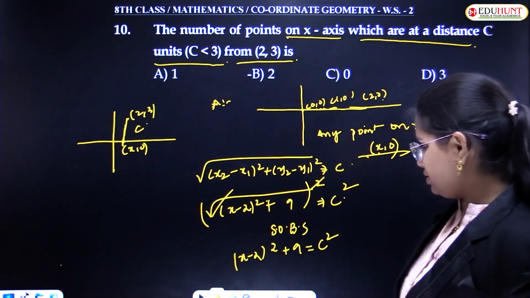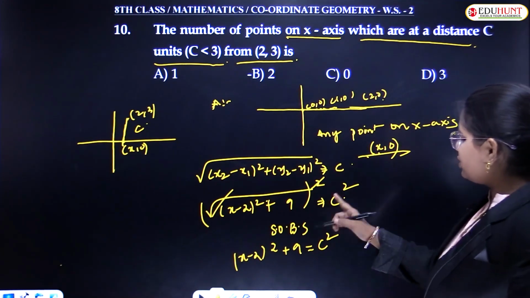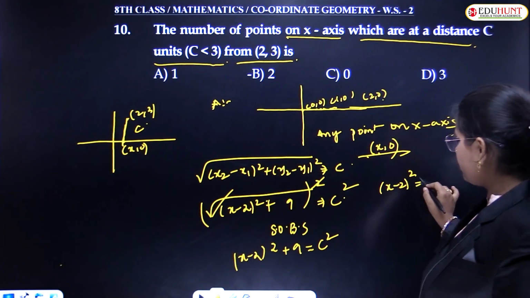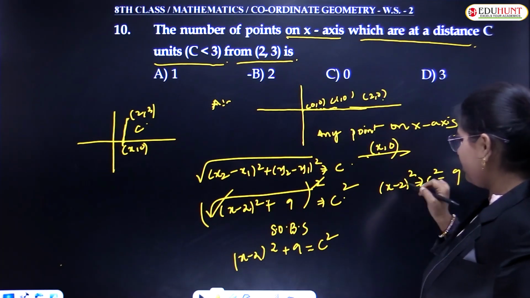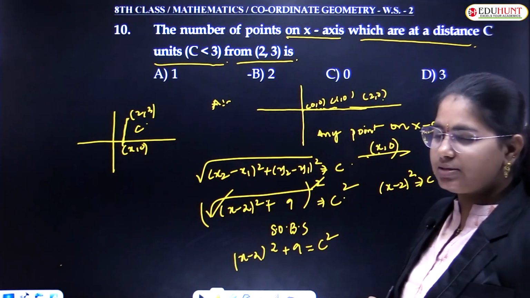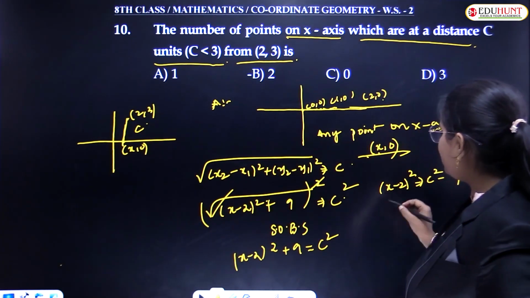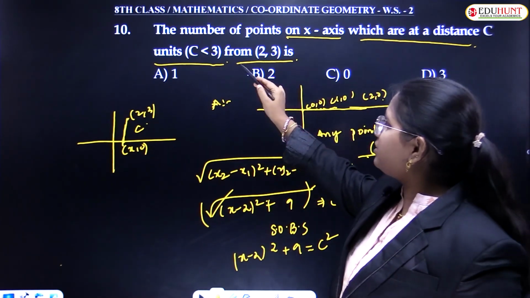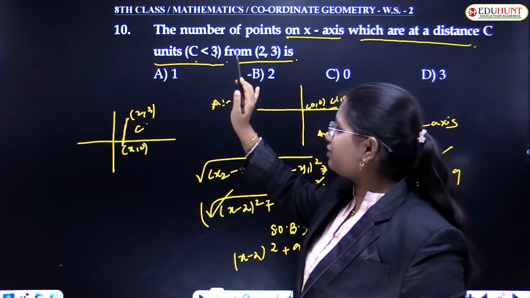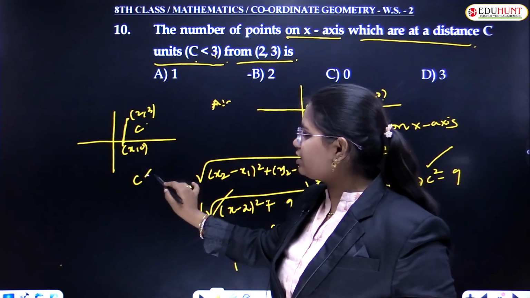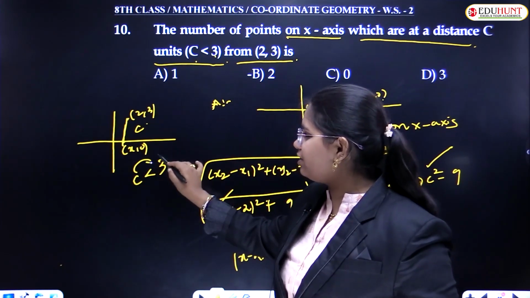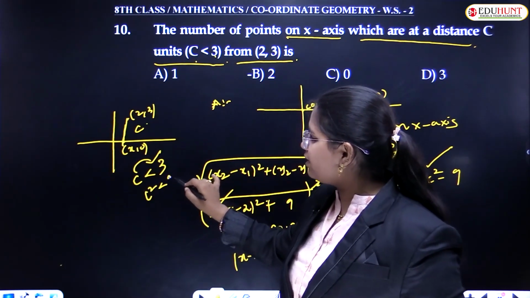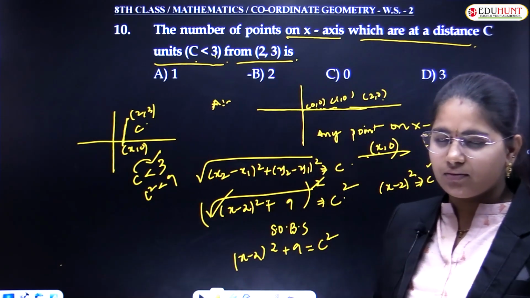Correct? Yes. So transfer 9 to that side. What I will get: x minus 2 whole square is equal to c square minus 9. And you need to find the condition on c. Just apply c is less than 3. If the distance c is less than 3, what is the value of c square? c square is less than 9. Correct? Yes or no?